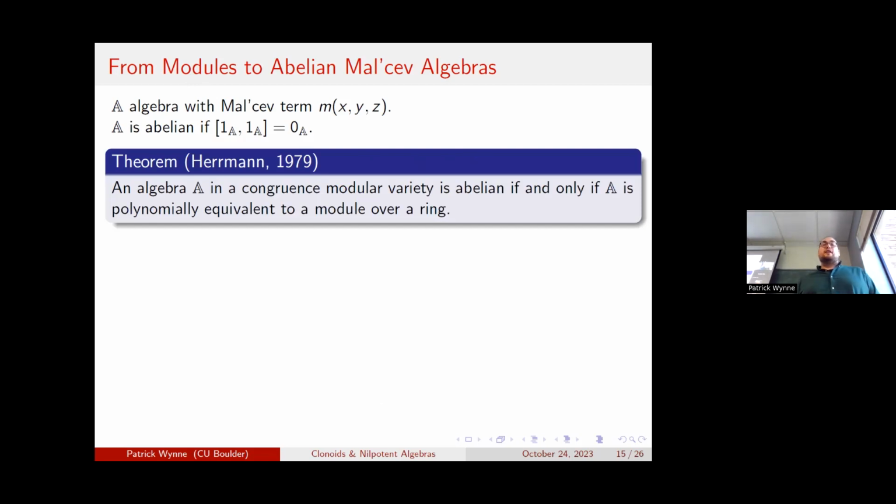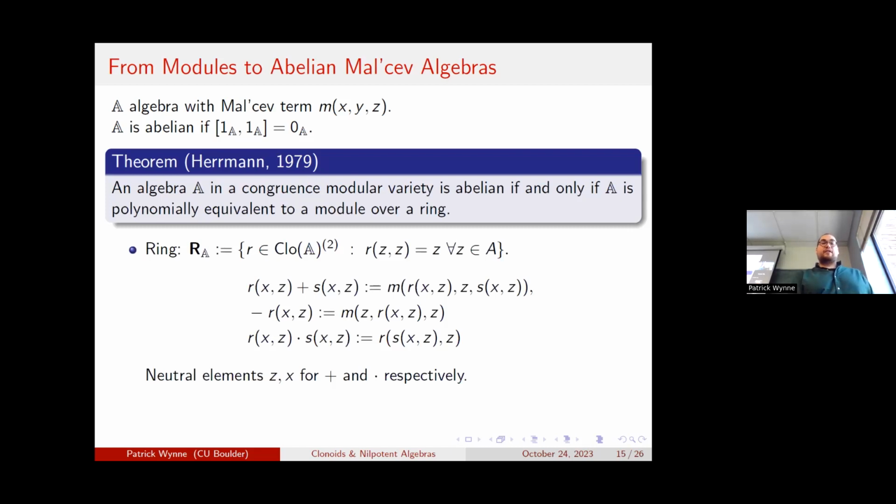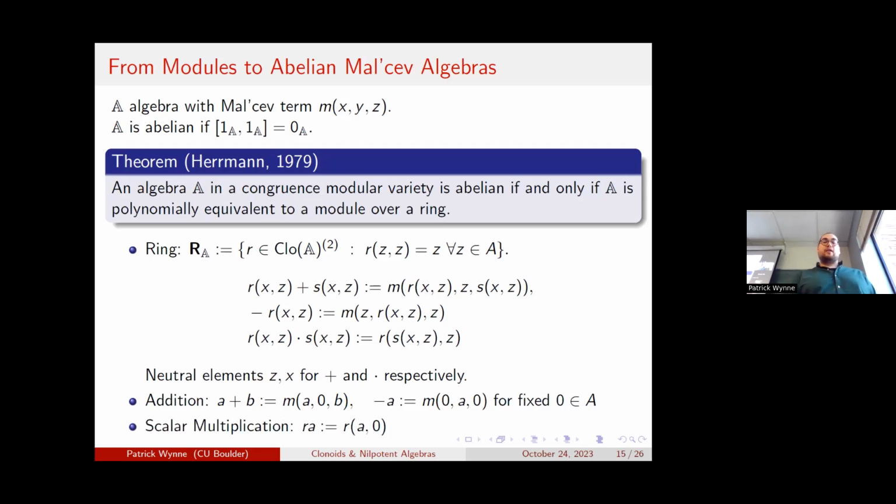An algebra A in a congruence modular variety is abelian exactly when it's polynomially equivalent to a module over a ring. By polynomially equivalent, I mean that if we expand our algebra A with all of its constants, then the new algebra we obtain is just a module over a ring. And here's the ring: if we fix elements Z and X as our neutral elements, then we get a ring that we can form from our binary terms. I don't want to go into too much detail other than to note what this ring is. Our module has addition and negation given with respect to our Mal'cev operation, fixing a constant 0, and scalar multiplication similarly.